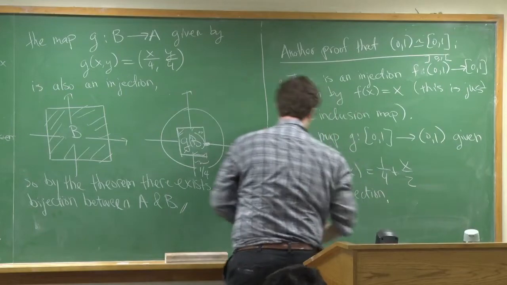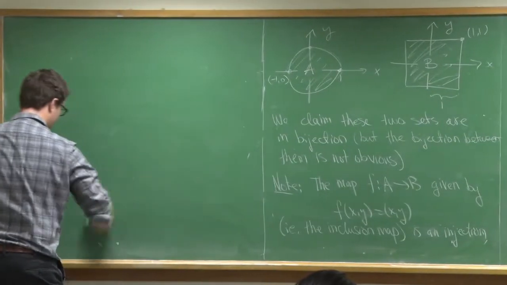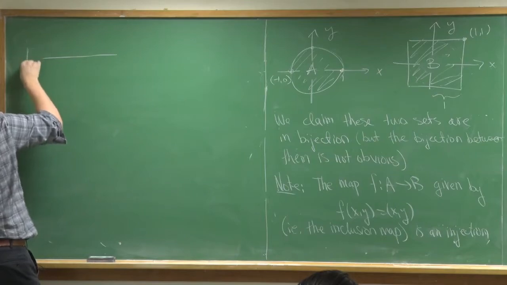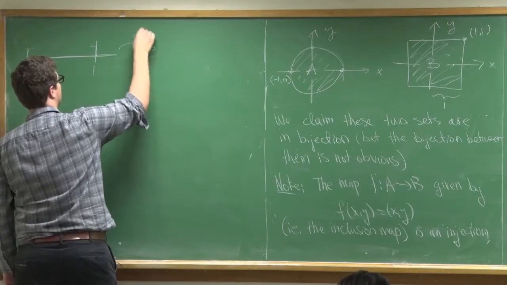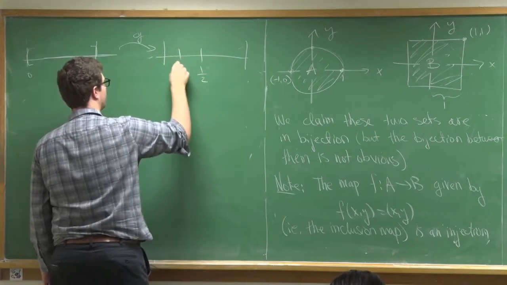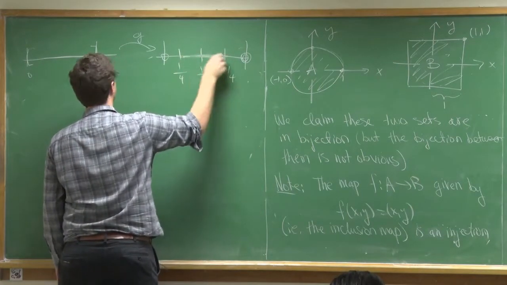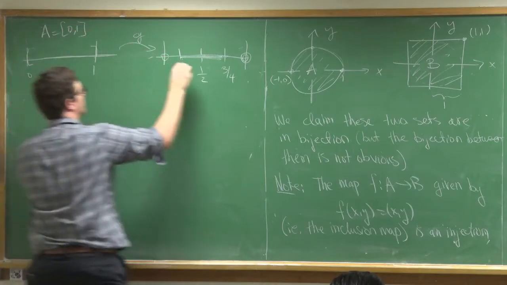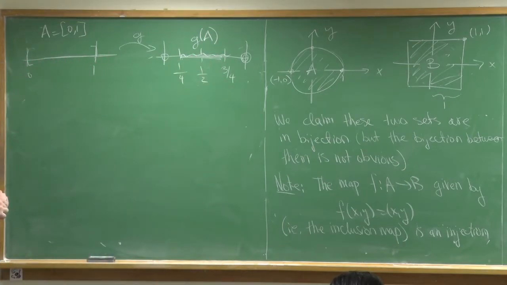And let me draw the picture. So what we did is, here's 0, 1, like so. And then G, here's the point 1/2, and this is 1/4. This is the open interval here, right? And this is 3/4, and it maps it here. If A is this thing, then G of A is this subset here. So I've intentionally just shrunk it there.